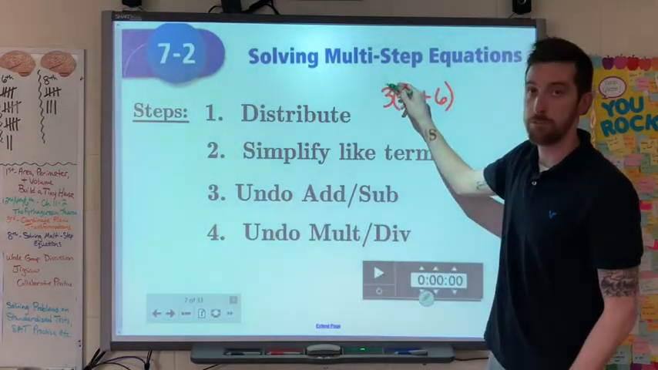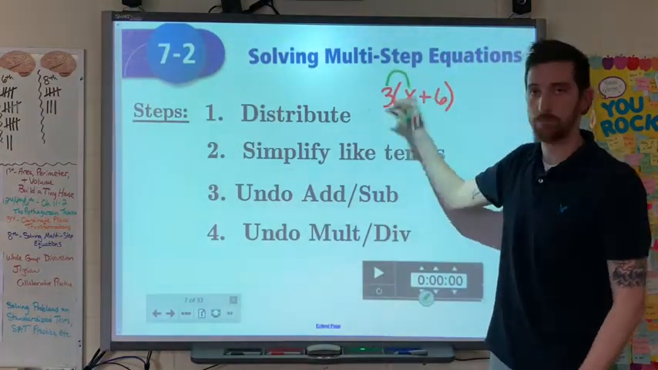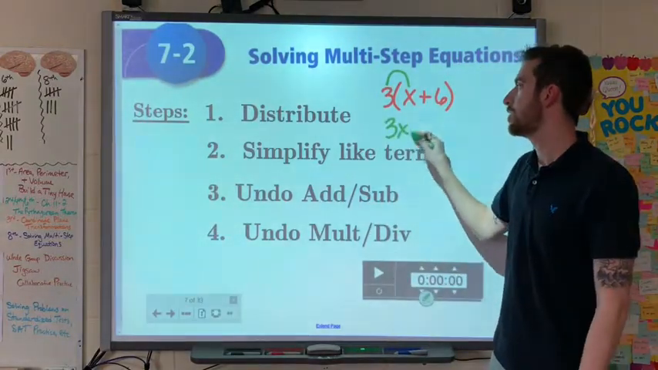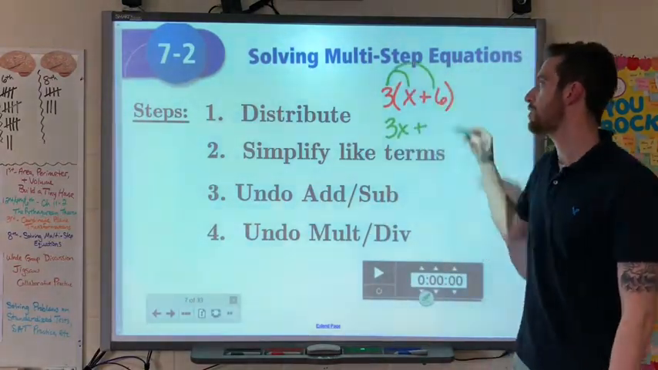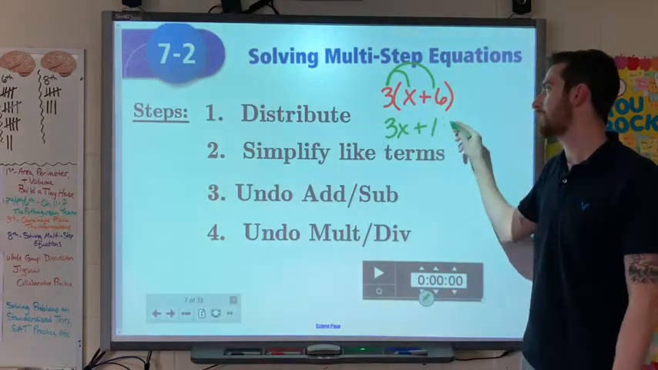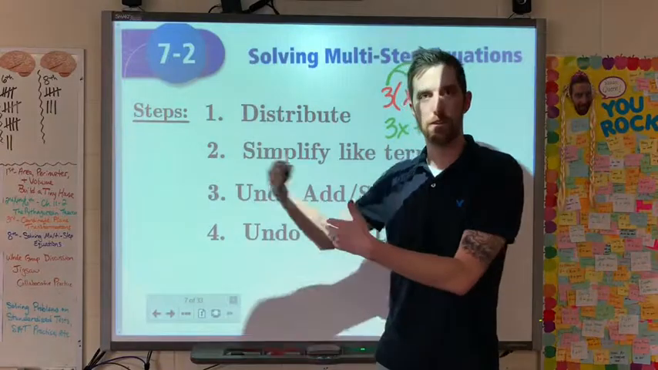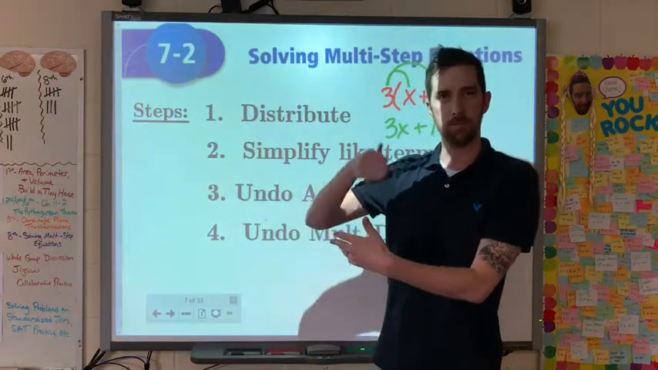So you would distribute this 3, you multiply it by x. 3 times x, if you have 3 x's, that's 3x. Plus, we gotta do 3 times 6. 3 times 6 is 18. So that would be the first step to look for. If you have parentheses with a number out in front of it, you distribute that in.